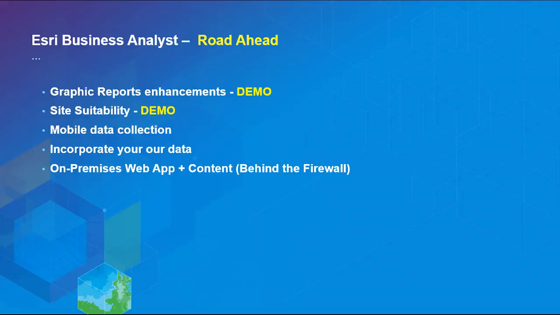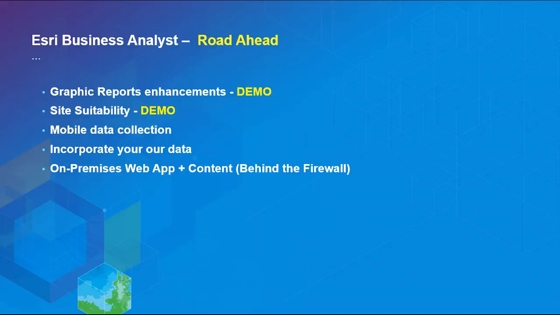We showed you graphic reports, site suitability. We talked a little bit about mobile data collection, and that will be a connected mobile app. You'll be able to go in the field and tag site characteristics and photos, and those will immediately be available in your portal, and you can use those in your reports. You can use those in your analysis, so it doesn't just have to be in a report. Those site characteristics can be used in something like site suitability.